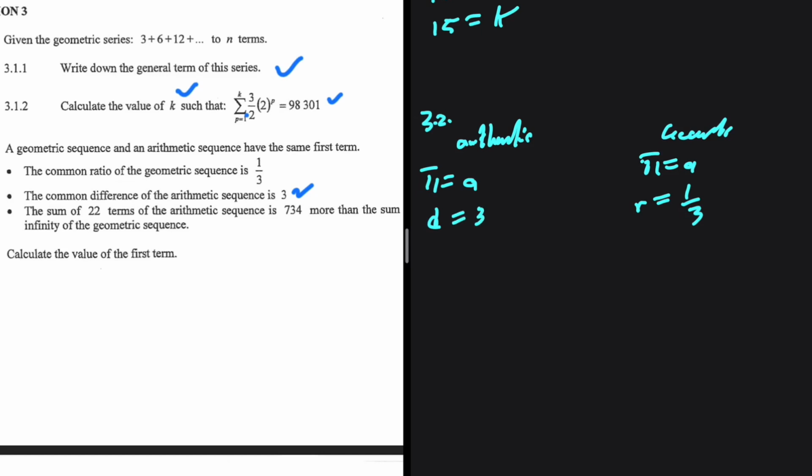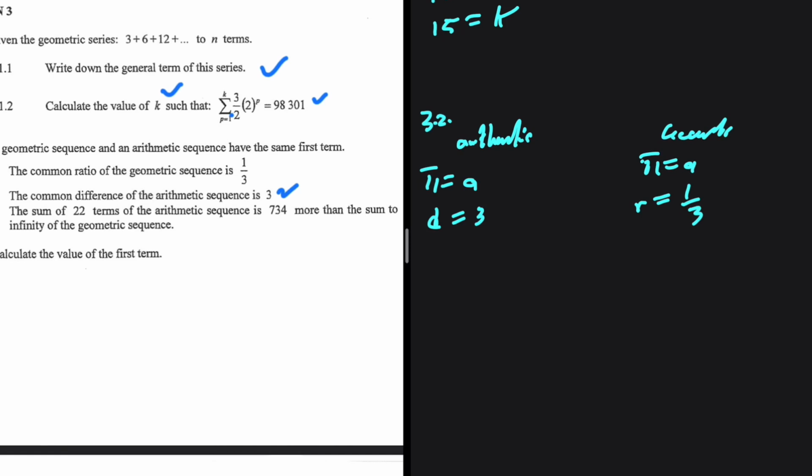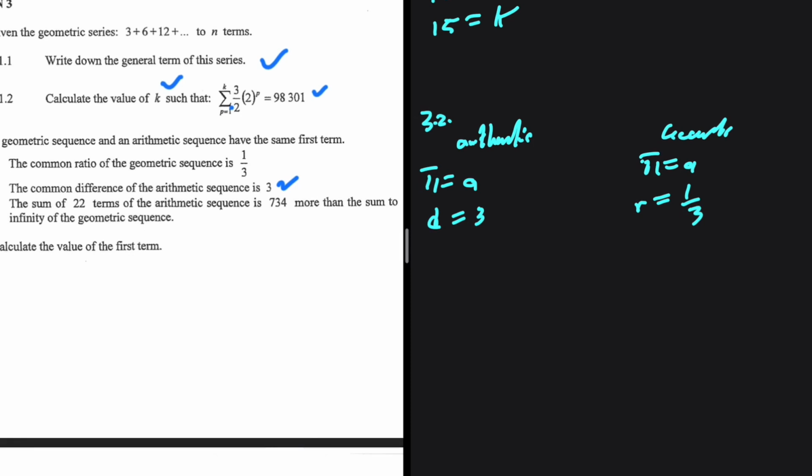And then the story carries on. The sum of 22 terms of the arithmetic sequence is 734 more than the sum to infinity of the geometric sequence. Okay, let's make sense of that mathematically. The sum of the 22 terms of an arithmetic sequence is 734 more than the sum to infinity of the geometric. So S22 should be equal to S infinity plus 734. That is how I'm interpreting the question.